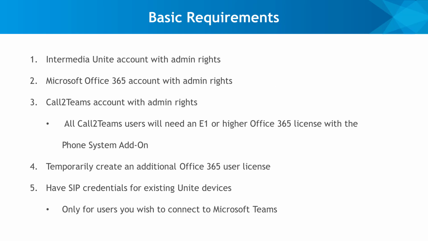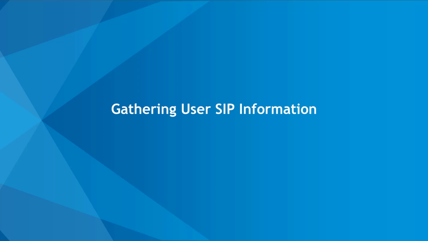To configure Call to Teams, you'll need administrative access to the following accounts: Intermedia Unite, Microsoft 365, and Call to Teams. You'll also need to temporarily create an additional Microsoft 365 user license and have SIP credentials for existing Unite devices ready. Now, we'll walk you through how to compile SIP information for your users.